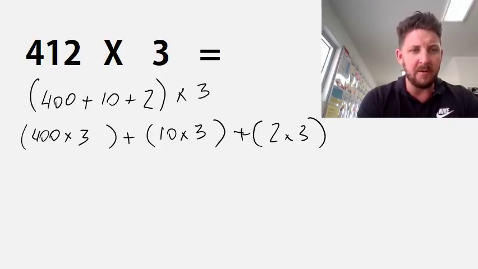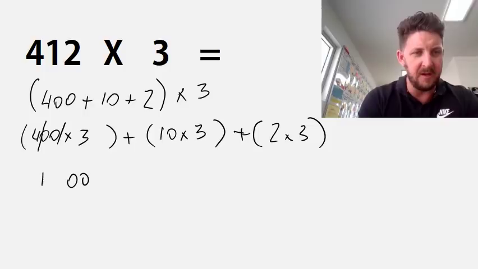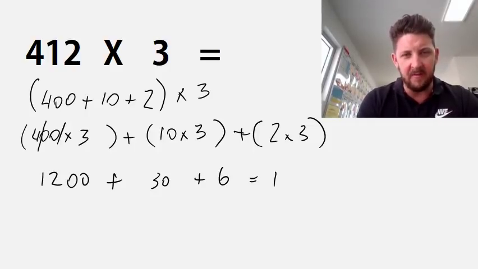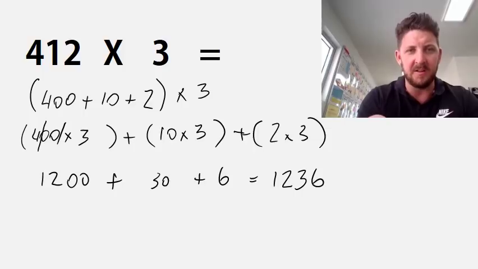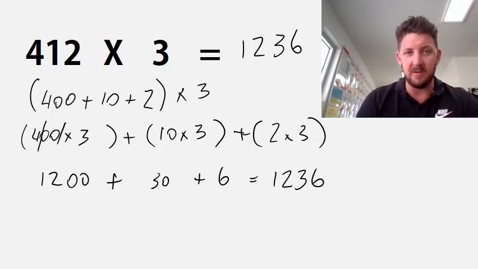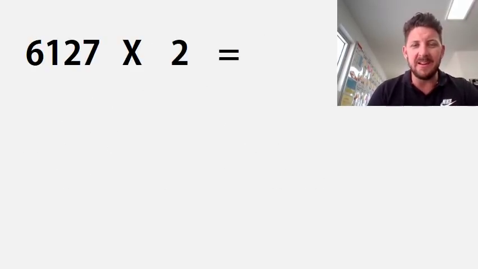So we know 400 times 3, take my 2 zeros, put them onto the answer. 4 times 3 is 12. Add 10 times 3, 30, add 2 times 3 is 6. If I add those together, I have 1,236. So my answer to 412 times 3 is 1,236.